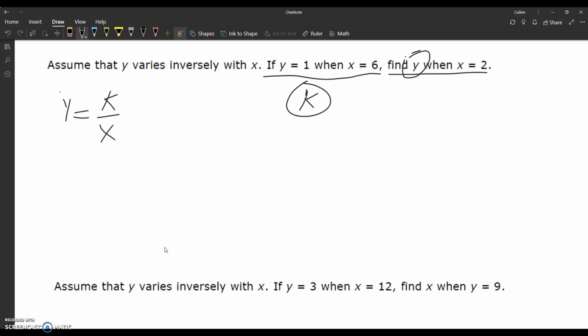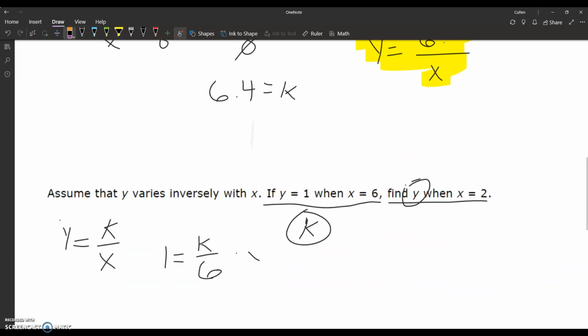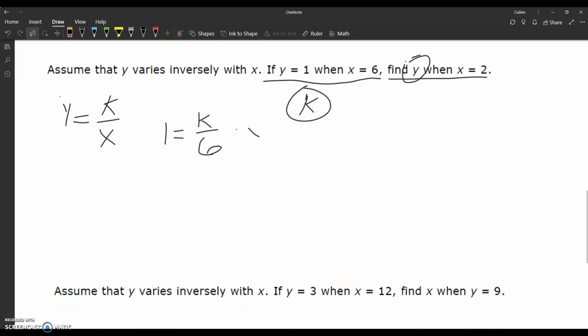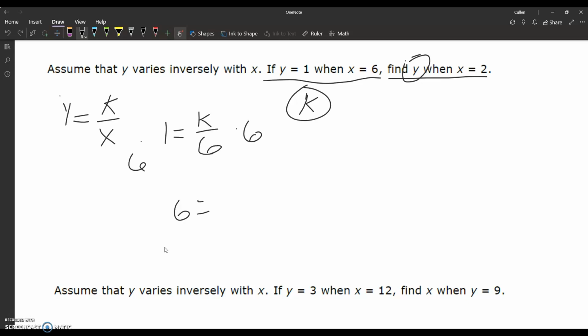We're going to plug in 1 for y. We're going to plug in, don't know k. We're going to plug in 6 for x. So 6 goes on the bottom. And then you just multiply both sides by 6. Multiply both sides by 6 here. There we go. And then on the left side, I'm sure you know when you do 6 times 1, you get 6. On the right side, your 6's cancel, so you're left with k. So k is 6, popular number today.